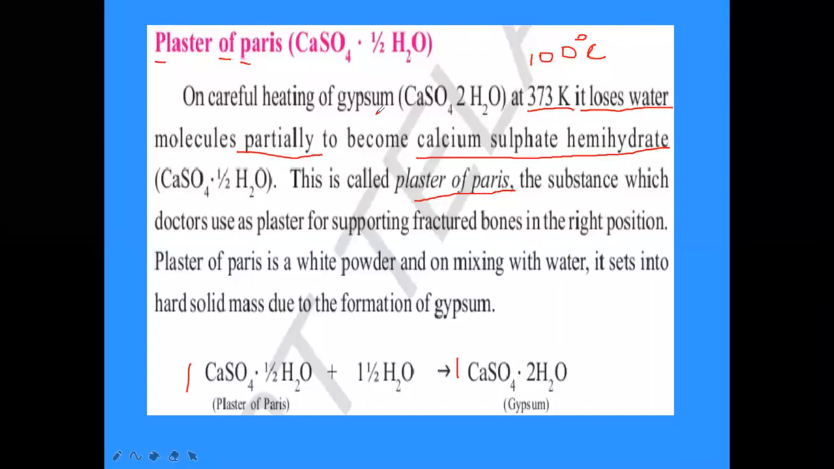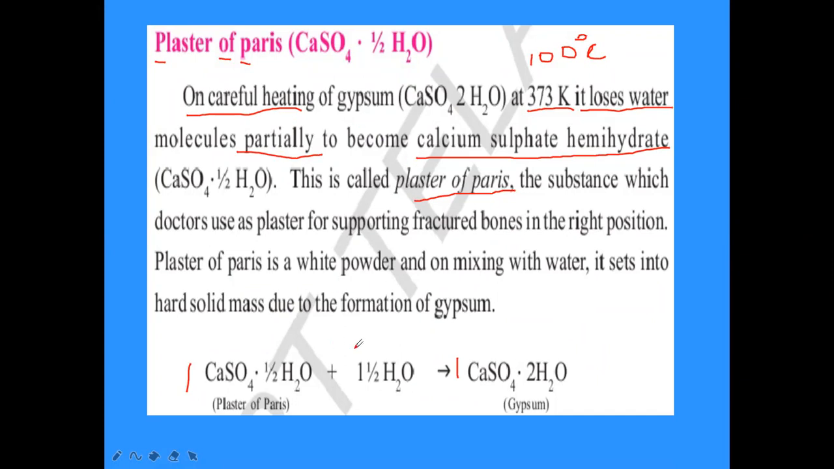So the dead burnt gypsum is obtained on heating the gypsum above 100 degrees Celsius, and it cannot absorb water. That's why we said, on careful heating of gypsum, we get plaster of Paris. Without taking proper care, if you heat at very high temperature, the gypsum will become dead burnt gypsum. Keep that point in mind.